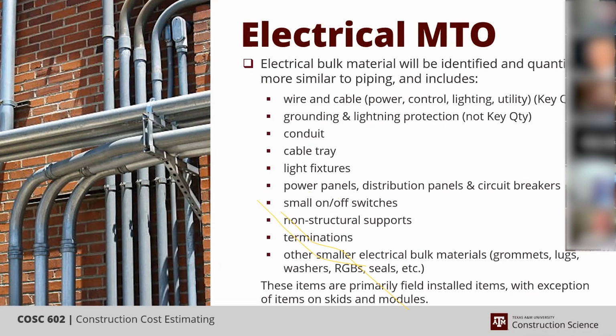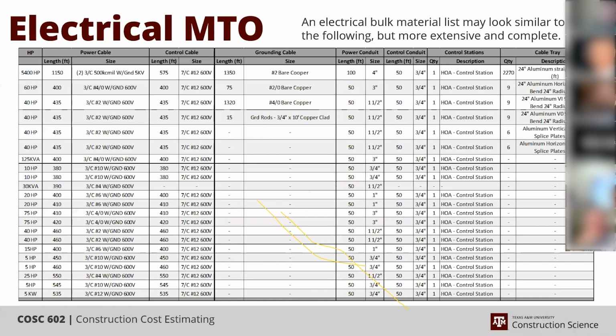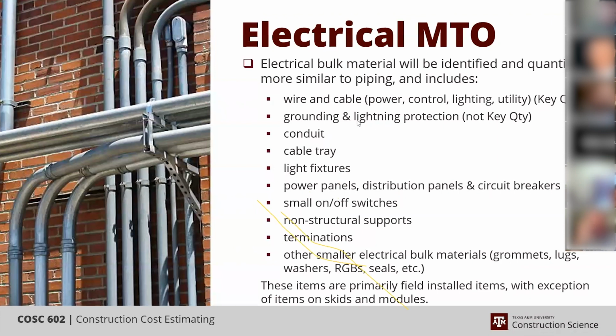You've got the wire and cable, which I just showed you. That represents power cable, control cable, lighting cable, utility cable. Also, if we go back, it had grounding in there. So we have our grounding cable here. This particular list doesn't have lightning protection in it, but lightning protection could be in there. And if you notice, I'm making a note here that the wire and cable are part of your key quantities. Grounding and lightning protection are not. Even though they're cable, they're not.